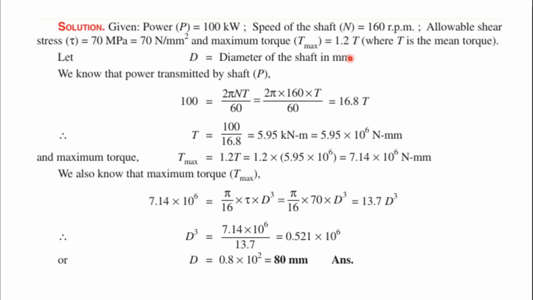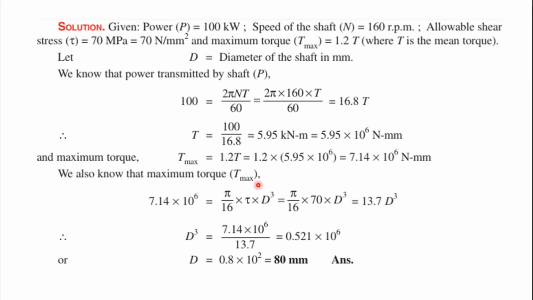D is the diameter of the shaft. We know the formula for power transmitted by a shaft. So we put in the values, solve for T, and get T as 5.95 into 10 power 6 Newton mm. From the formula of power transmitted by the shaft we get the mean torque, and for the maximum torque, it is given in the question that it is 20% more. So T max equals 1.2 times T, and we calculate 7.14 into 10 power 6 Newton mm.